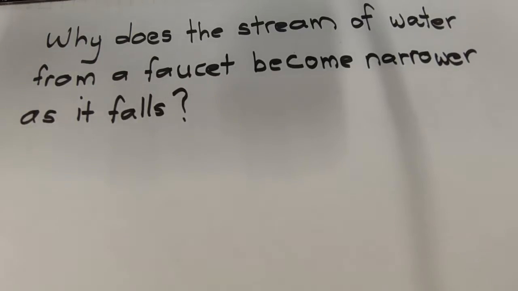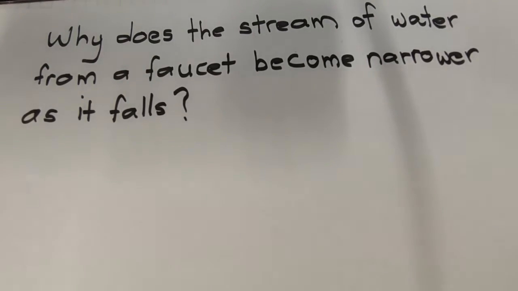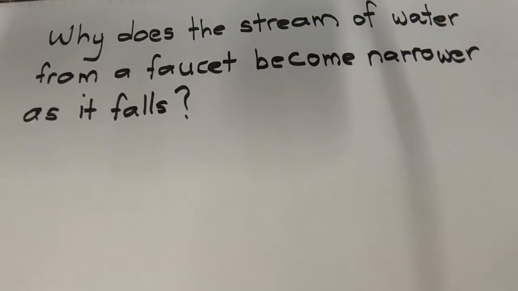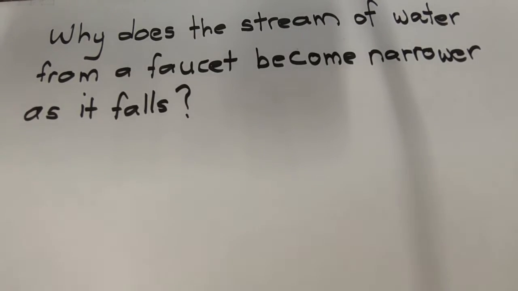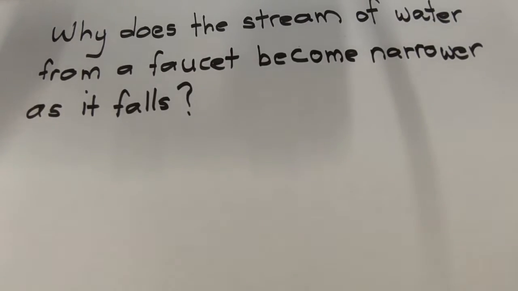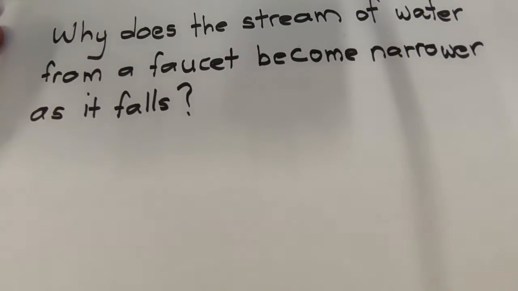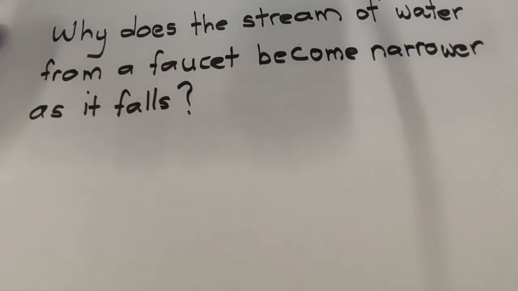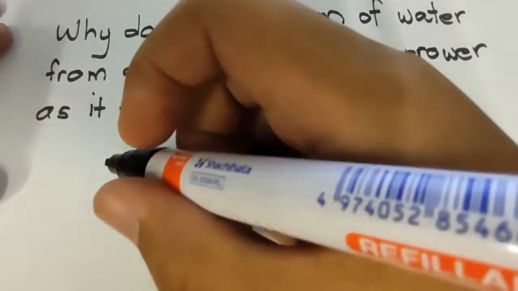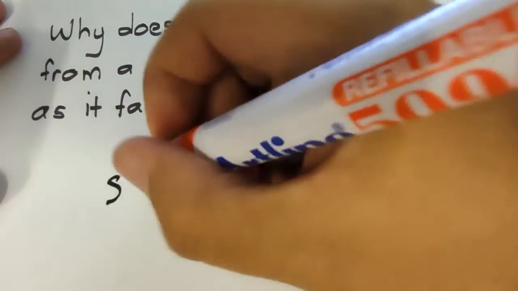So I'm going to explain question 3. Why does the stream of water from a faucet become narrower as it falls? So why does this happen? The answer is really simple, and a few simple principles need to be known to understand the behavior of the stream. So first, we assume that the flow is steady.